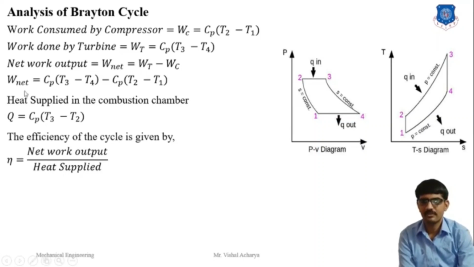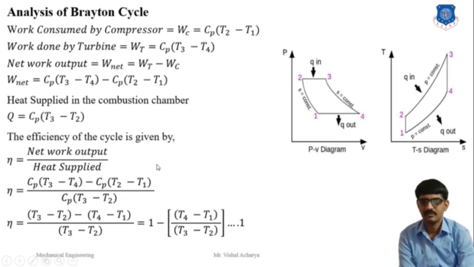Net work output is W net, and the heat supply is Q. So we get that the efficiency is equal to Cp into (T3 minus T4) minus Cp into (T2 minus T1), divided by Cp into (T3 minus T2). Here Cp cancels, and we write that efficiency is equal to 1 minus (T4 minus T1) upon (T3 minus T2). This is equation 1. Here we convert everything into the pressure ratio term, so we convert T3 into T4 and T2 into T1.